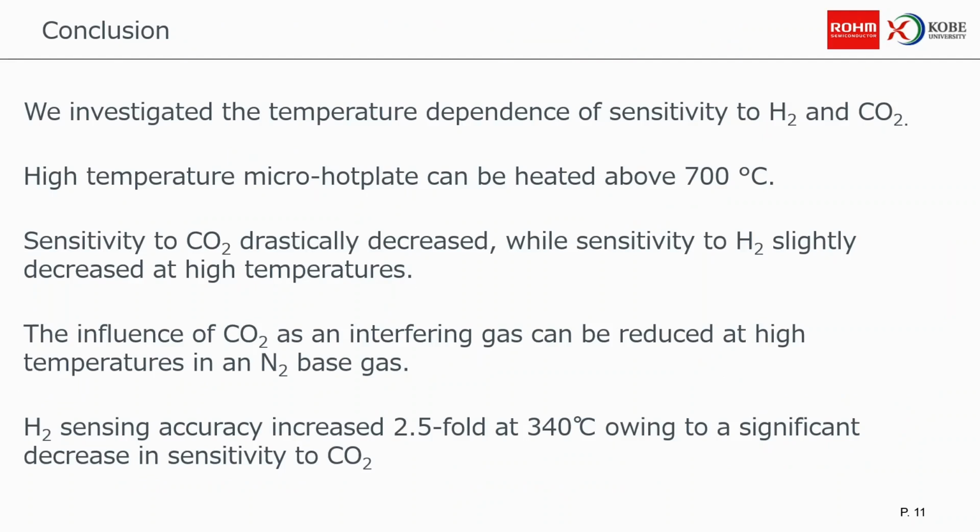In conclusion, we investigated the temperature dependence of sensitivity to hydrogen and CO2. High temperature micro hot plate can be heated above 700 degrees C. Sensitivity to CO2 drastically decreased, while sensitivity to hydrogen slightly decreased at high temperatures. The influence of CO2 as an interfering gas can be reduced at high temperatures in a nitrogen-based gas. Hydrogen sensing accuracy increased 2.5-fold at 340 degrees C, owing to a significant decrease in sensitivity to CO2.